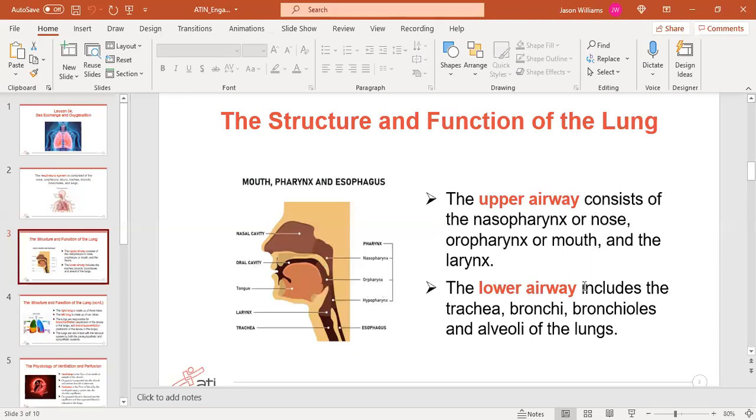And it talks about the lower airway. The lower airway includes the trachea, bronchi, bronchioles, and alveoli of the lungs. And just look at this as well. In the front of our throat, you actually see this is where oxygenation occurs, going down this particular passageway. The esophagus sits right behind the trachea.